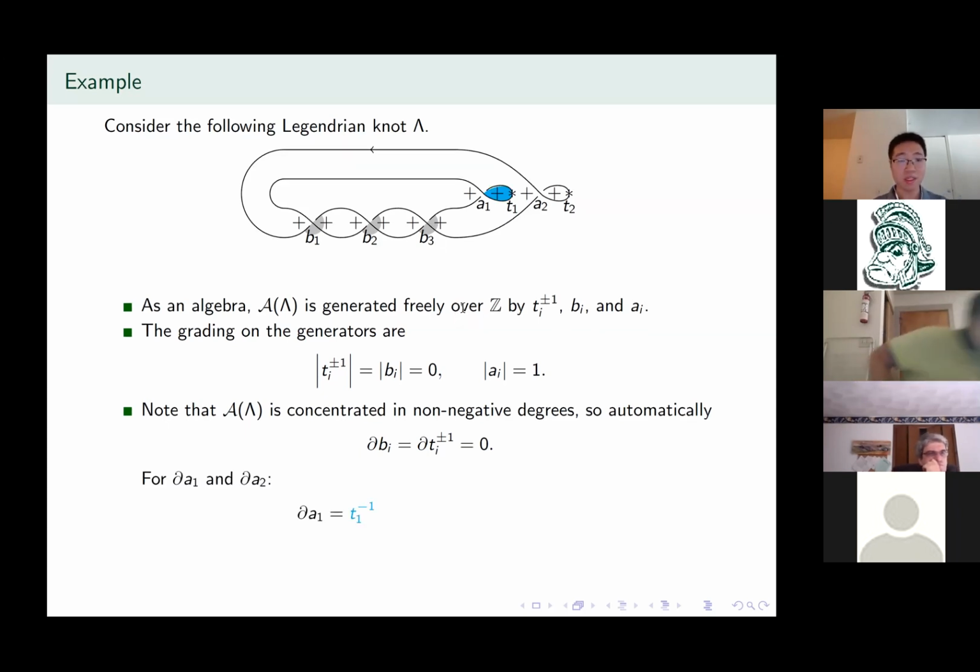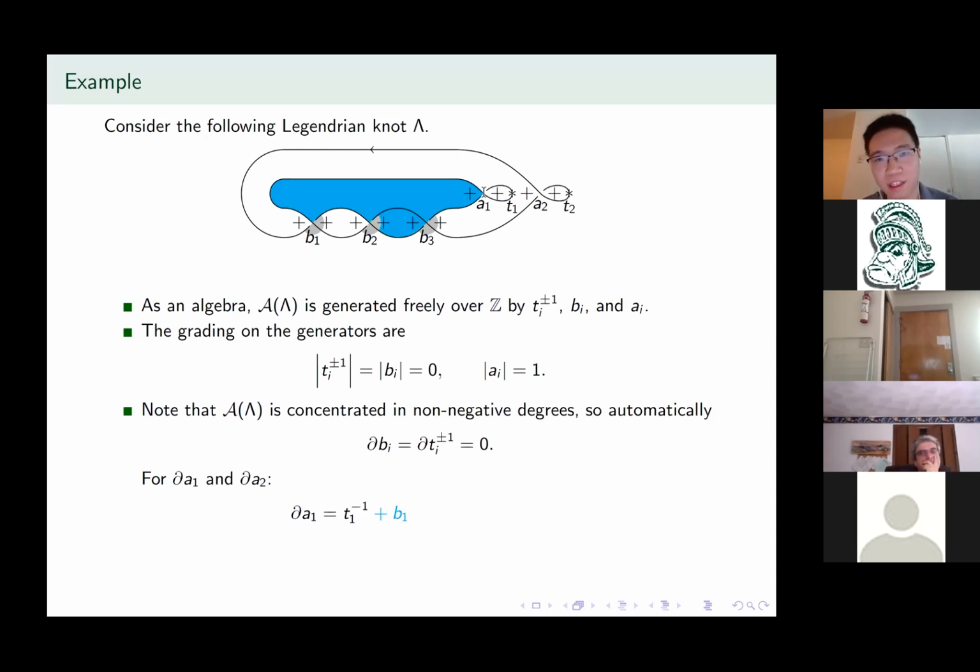Okay, so let's first compute partial A. The first disk you see is this blue disk in the picture. This is a disk with a plus corner at A1. If you look at the orientation, you go counterclockwise and the link orientation is clockwise, so they're opposite. So you pick up the A1 inverse. The next disk you can see is this one.